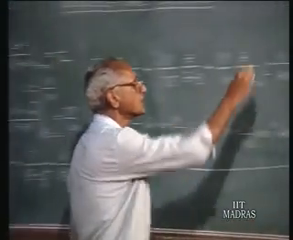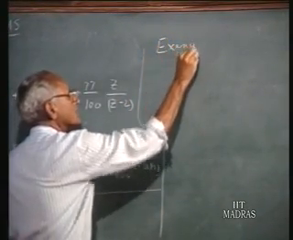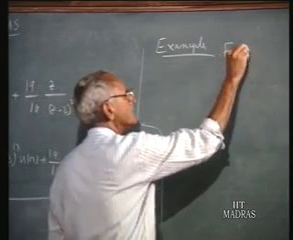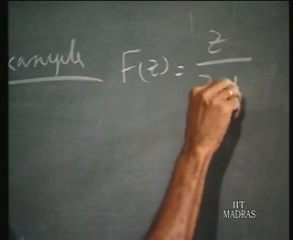Lastly, let us take yet another example. Let us take F of z to be z upon (z minus 1) whole cubed.